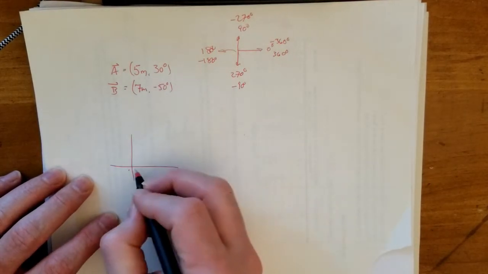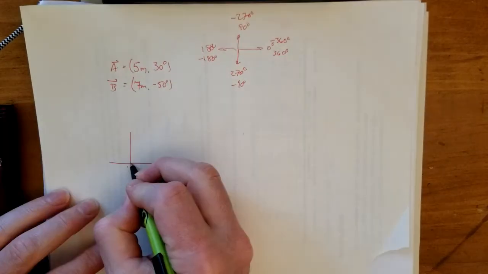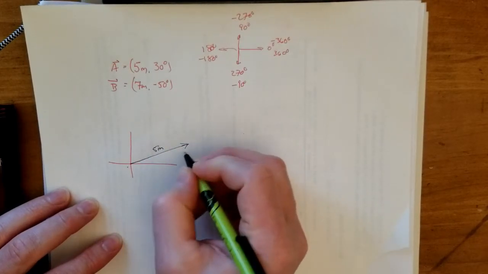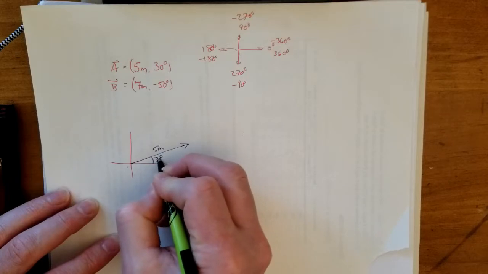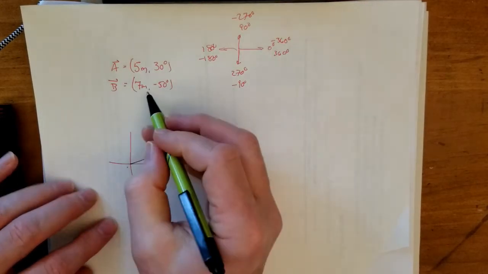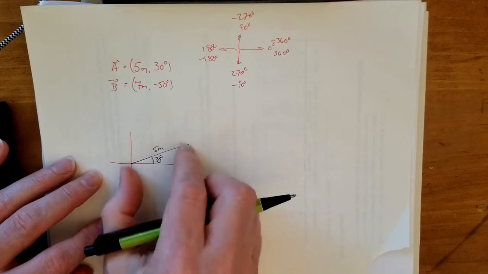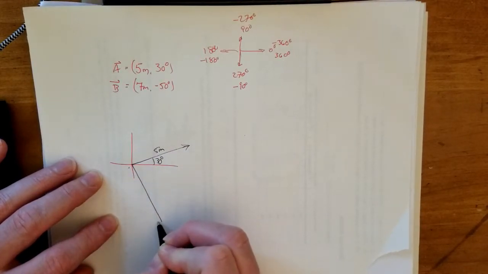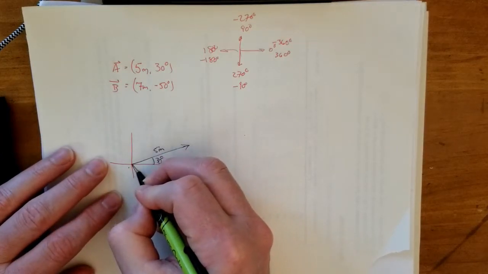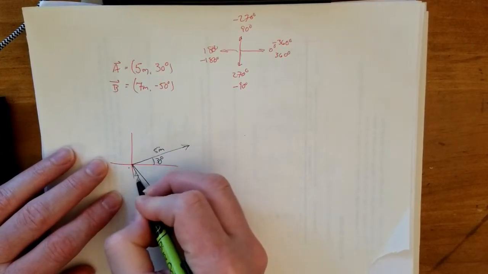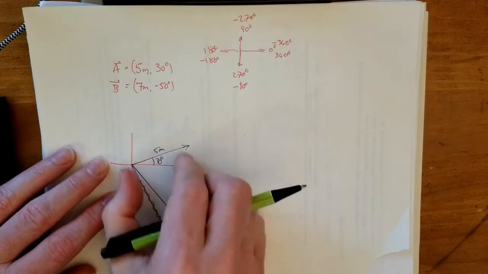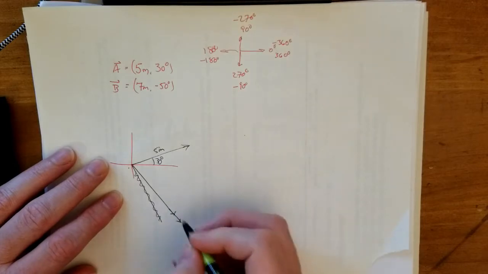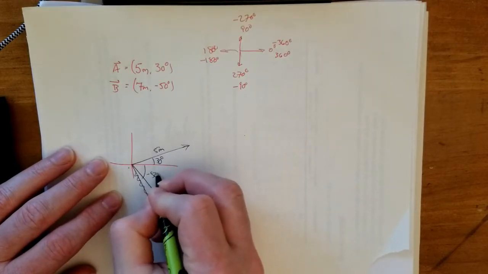So this first one, I'm just going to sort of roughly sketch. And that's going to represent 5 meters and 30 degrees. The other vector, 7 meters, negative 50 degrees. Well, if that's 5, this next one has to be longer. And I'm not being real precise here, and that angle is horrible. So that's probably closer to it. It should be longer than that one, and so just roughly, and maybe just a little bit longer there. So that's negative 50 degrees.